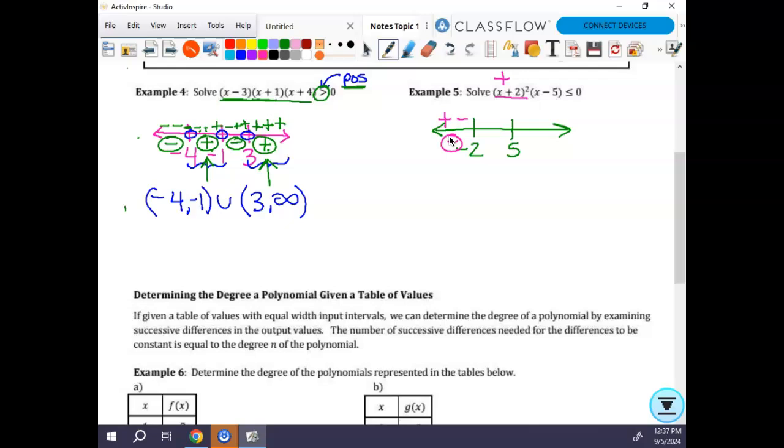All right. So now between -2 and 5, what should we pick? 0. If you can pick 0, it makes it easier. This is going to be positive no matter what. And then 0 minus 5 is negative. So this is negative. Okay?